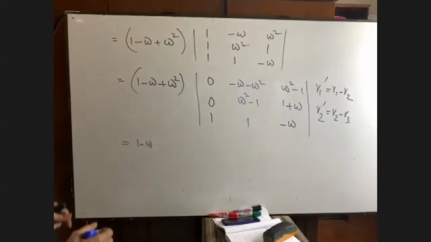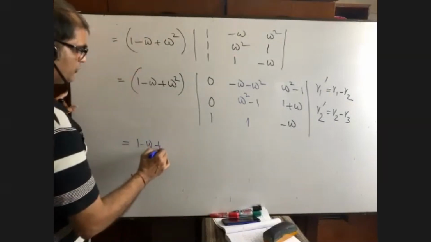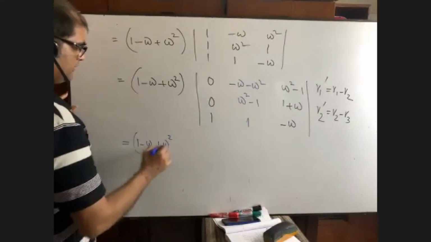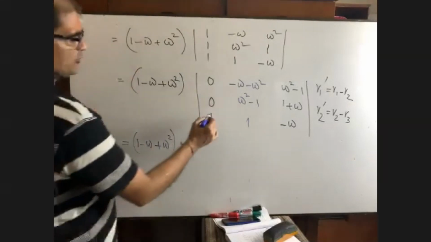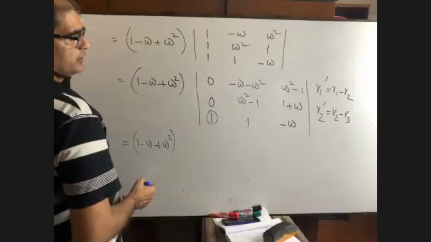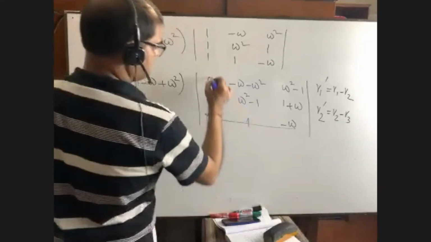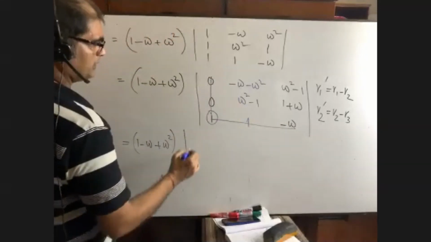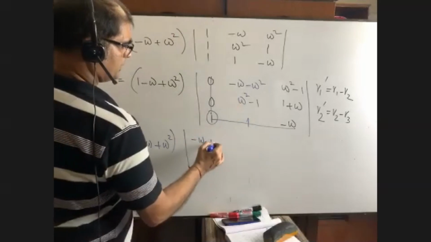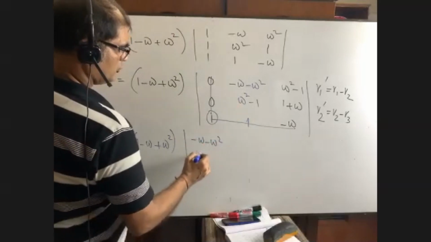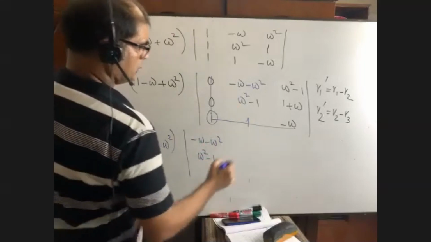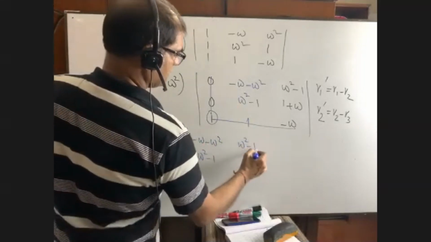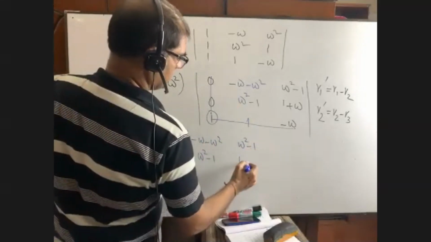Okay. So 1 minus omega plus omega square equal to what? Just let me know. I will consider this one. That means this will be omitted, this will be omitted. So we will be left with minus omega square. It is omega square minus 1. It is omega square minus 1. It is 1 plus omega.